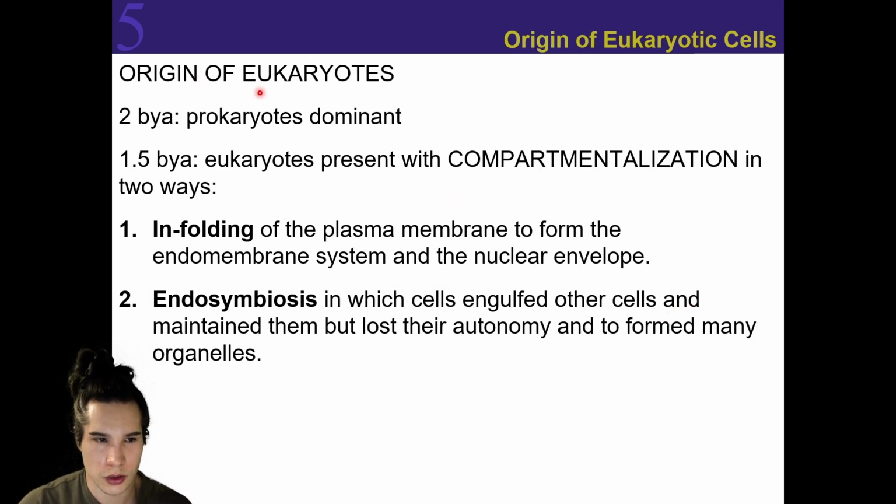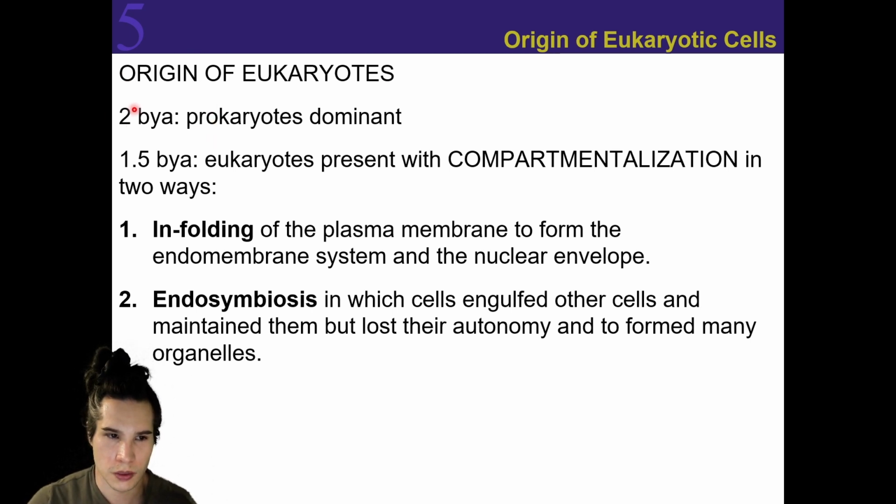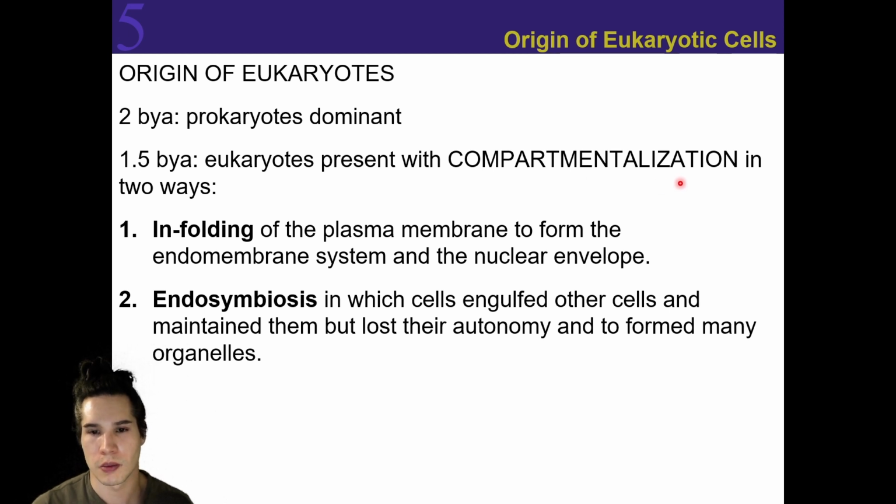So now let's jump over to eukaryotes a little bit. About 2 billion years ago, prokaryotes were dominant on Earth. And then about 500 million years later, eukaryotes show up. Their main thing is compartmentalization. They have all these organelles which help with compartmentalization.